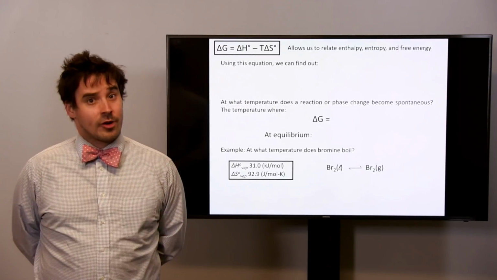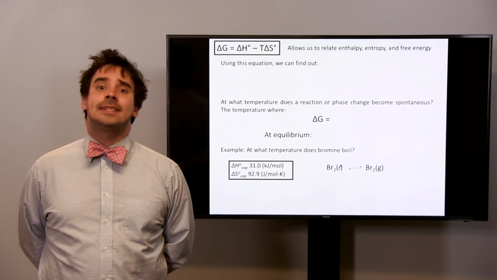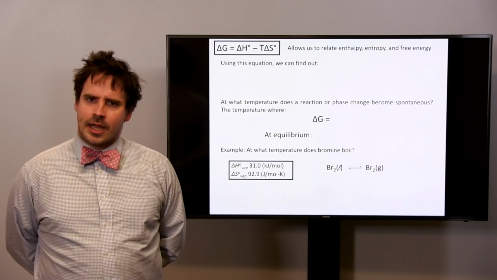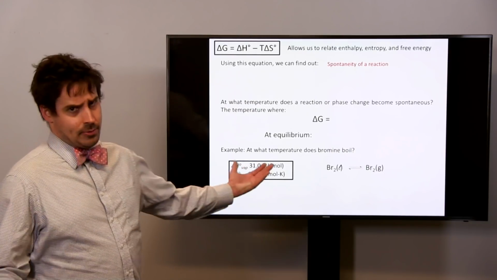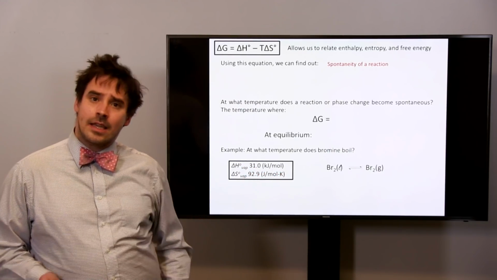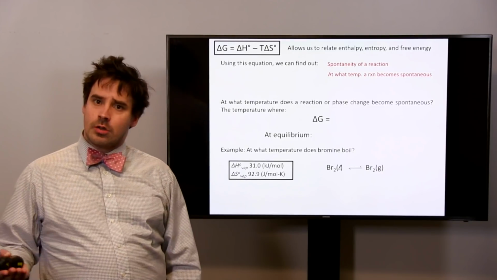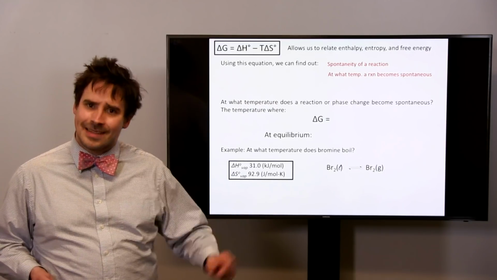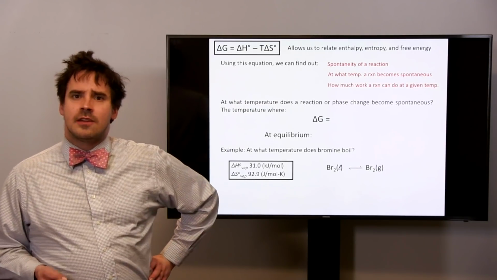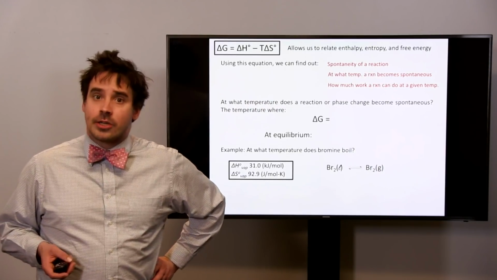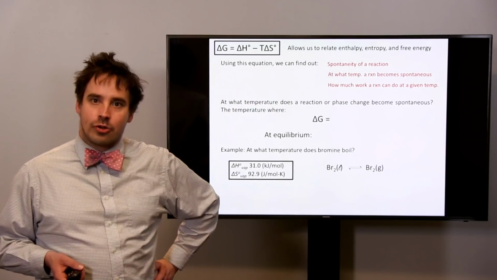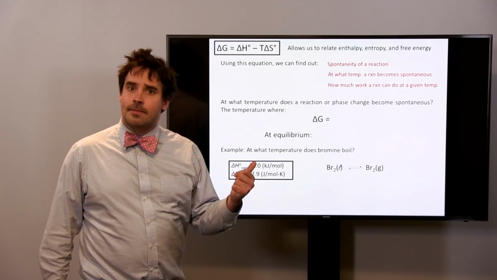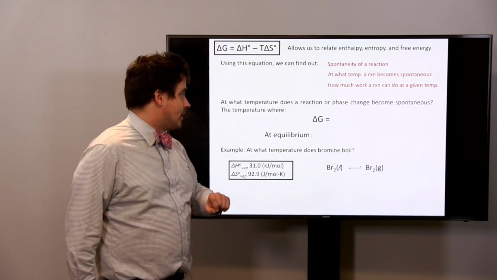First, let's look at this classic equation. Delta G equals delta H minus T delta S. This is useful for multiple reasons. The three that we're going to be specifically looking at today are, first of all, it'll tell us, is a reaction spontaneous or not? Secondly, it'll tell us at what temperature does a reaction become spontaneous, or a process, such as melting or boiling, etc. And finally, we're going to use this equation to find out how much work can be done by a reaction at a given temperature, considering the enthalpy and entropy. So really, this equation here is what you'll use whenever you want to relate enthalpy, entropy, and free energy.